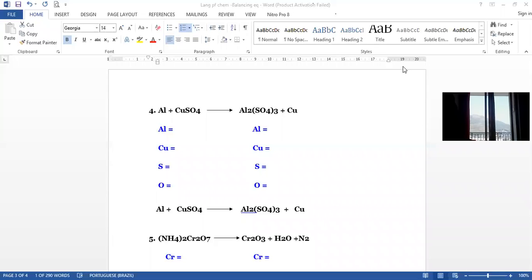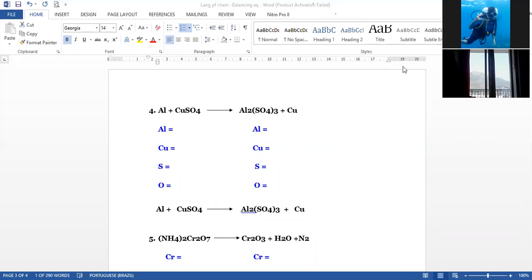Anish, can you tell me the answer for this one? Sir, it is 2Al plus 3 CuSO4 gives Al2(SO4)3 plus 3 Cu. Very good. Okay, so that's the answer. 2Al plus 3 CuSO4 gives you Al2(SO4)3.